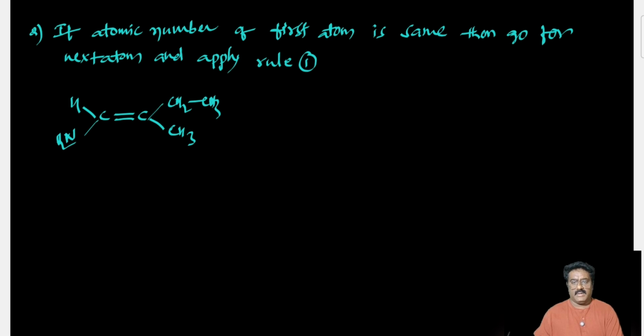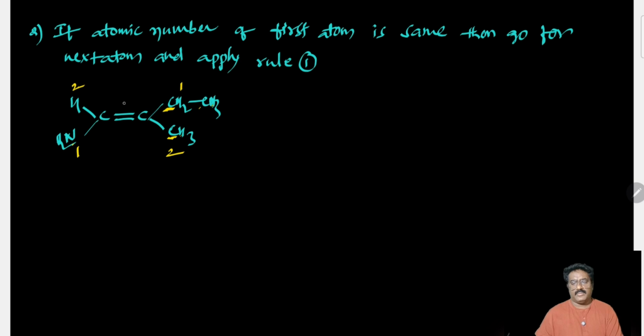Coming to the second rule: if the atomic number of the first atom is the same, then go for the next atom and apply the rule. See, carbon double bonded with carbon, both are the same atom. So we can go for the next atom. Carbon has 3 hydrogens, 3 hydrogens; here 2 hydrogens, here 3 hydrogens. Which has the most priority? It is the first priority and it is the second priority. And nitrogen, hydrogen: more is the nitrogen, hydrogen is a lower priority.